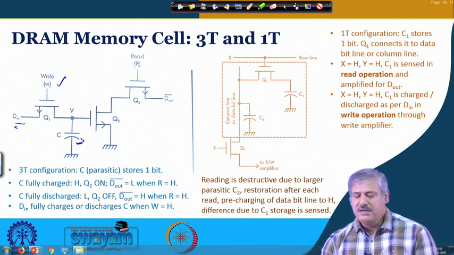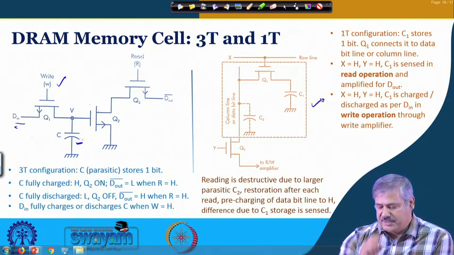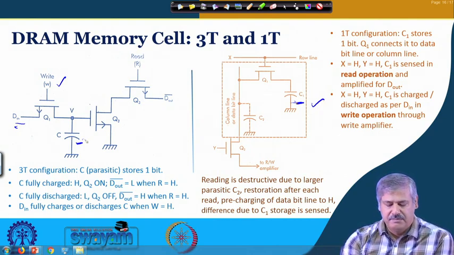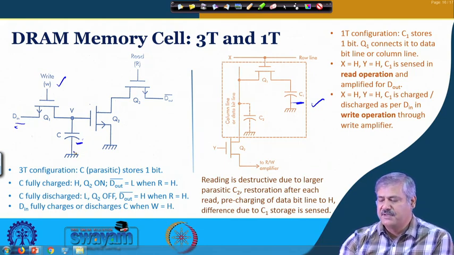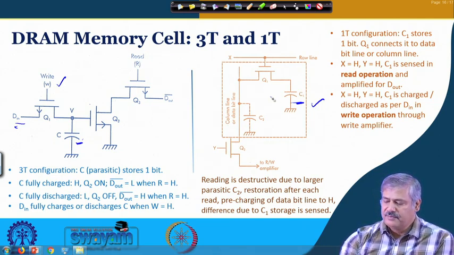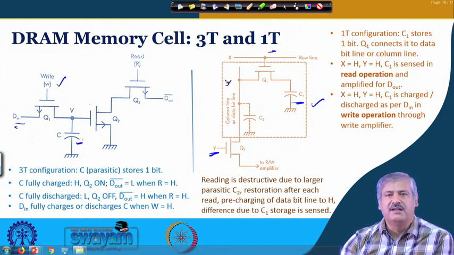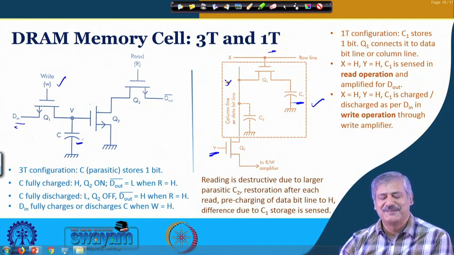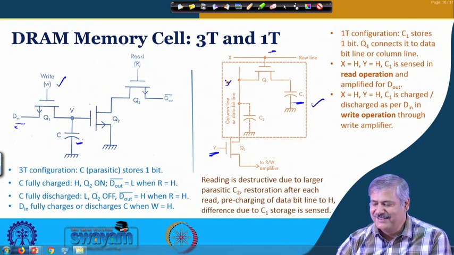And for the one transistor memory cell, this is a capacitor. This is not the parasitic capacitor we were talking about; this is an external capacitor which stores the 1 bit of information. This is the Y address line and this is the X address line. This column line that you see is also the data line, which increases packing density further. But there is a catch, we shall see.